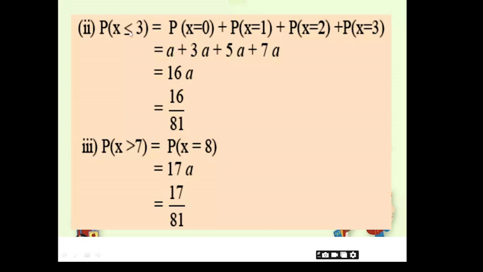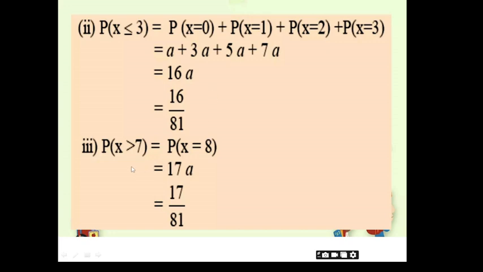Similarly we find P of x less than or equal to 3. X less than or equal to 3 means we start from the first value 0 and go up to 3 because it is given less than or equal to. So P of x equal to 0 plus P of x equal to 1 plus P of x equal to 2 plus P of x equal to 3. So add the values A plus 3A plus 5A plus 7A. The answer is 16A. Now you substitute the value for A here. So the answer is 16 by 81 because A is equal to 1 by 81.